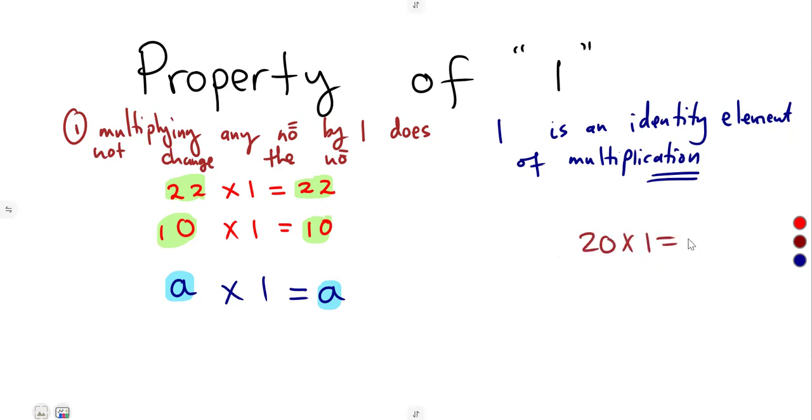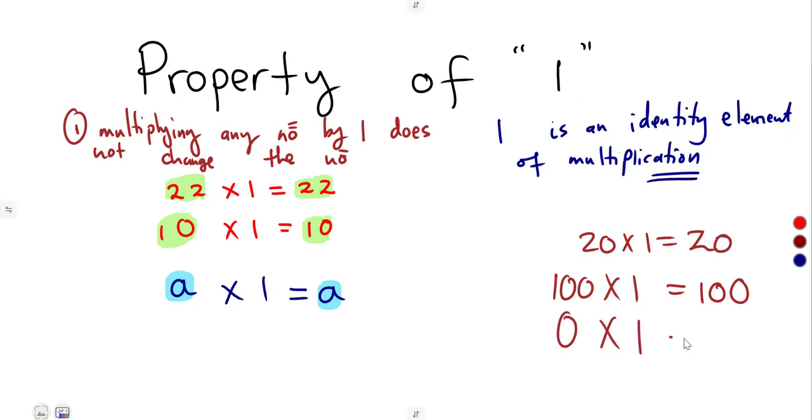20 times 1, that is 20. 100 times 1, that is 100. Does not matter. So 0 times 1 is what? Any number by 1, so meaning to say that's a 0. Is that so? All right, that is what you're going to have. We are going to prove it working with the property of 0, which is our next class. So you're going to prove that truly 0 times 1 is 0.